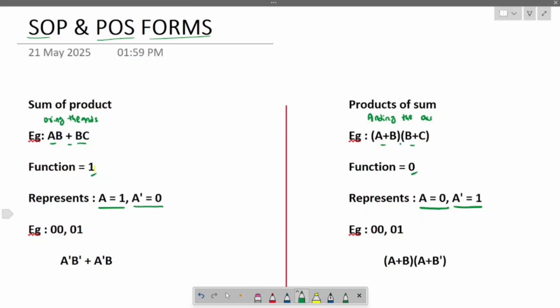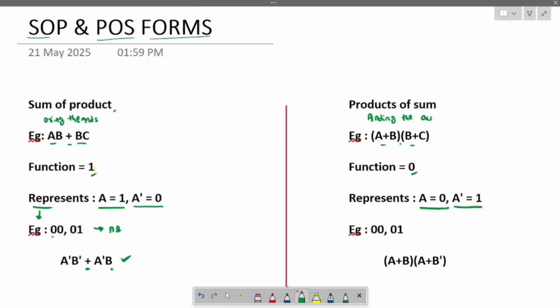Now with this representation let us make one example with these two things, SOP and the function 0. Take 0 0 comma 0 1 in terms of variables A and B. 0 0 means we write in terms of bars, A bar B bar plus A bar B. This is the standard way of representing in terms of SOP.